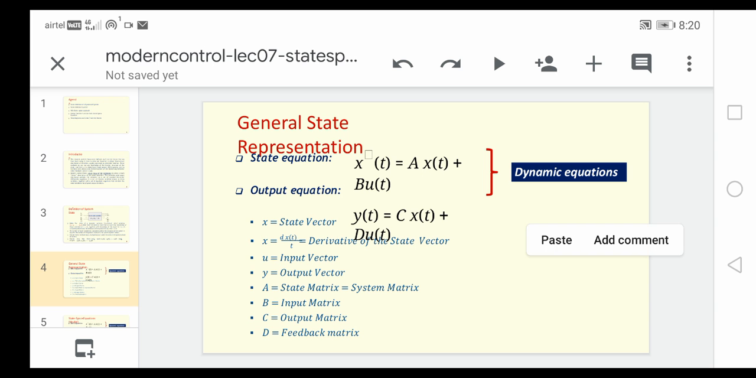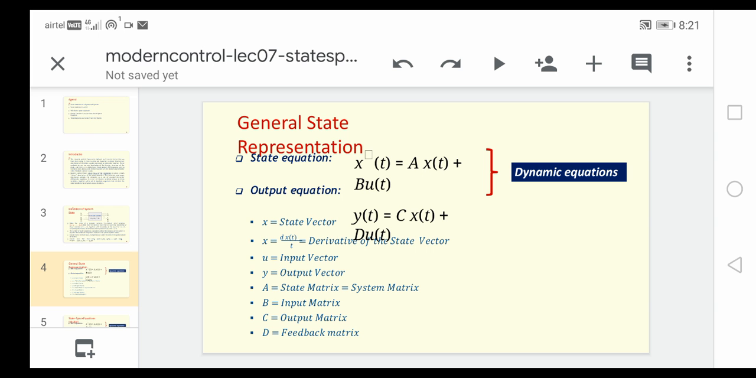And u is nothing but an input vector. y is an output vector. Here all constants a, b, c, d are matrices, where a we call a state matrix or system matrix, b we call an input matrix, c we call an output matrix, and d we call a feedback matrix.